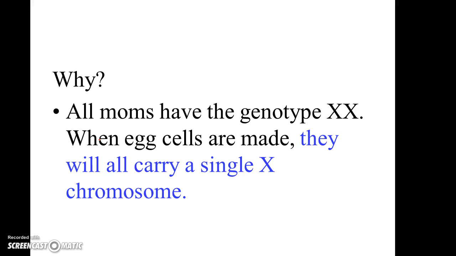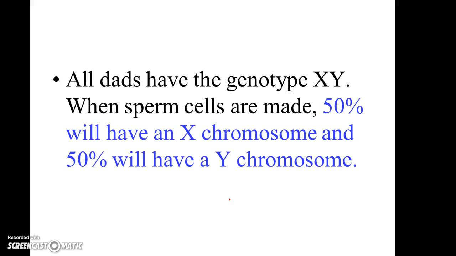When the egg cells are made, they will carry a single X chromosome. So remember, our moms, they pass an X to us. And all our moms, they all have this. So it has to be the dad who has that extra Y. All dads have the genotype XY. So when sperm cells are made, there's a 50% chance that it will have an X and a 50% chance that they will have a Y.